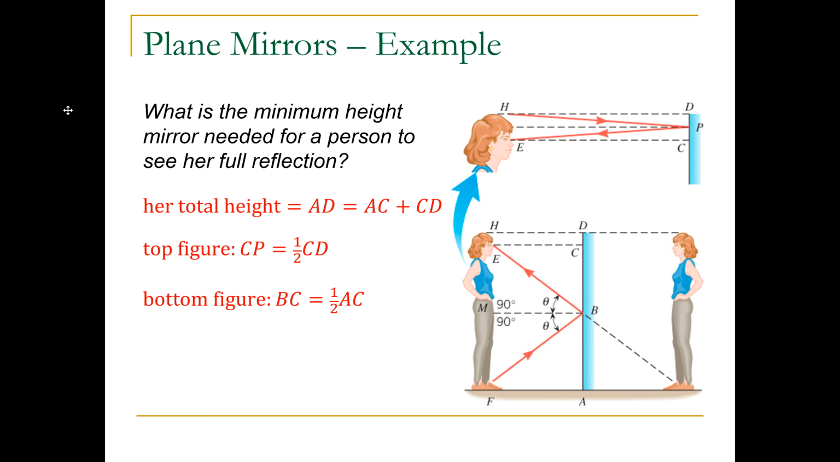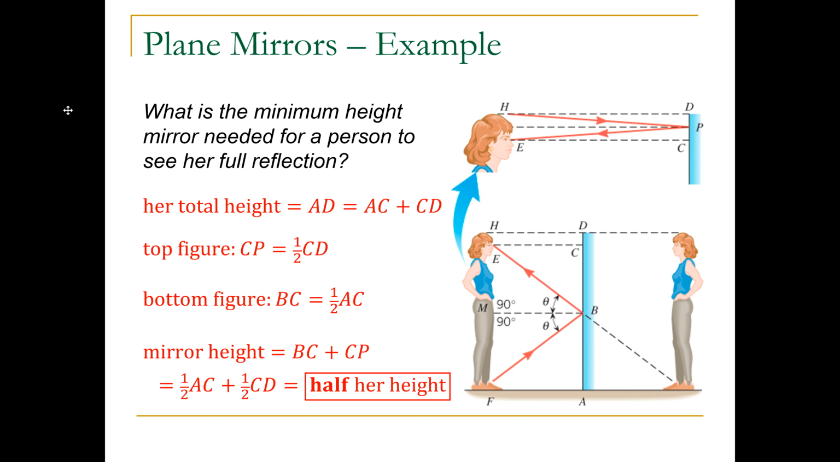In the bottom figure, we're looking at a ray drawn from her feet to the mirror into her eyes, and we could see that the ray hits the mirror at point B. So the amount of mirror needed for her to see her feet is from C down to B, and that is halfway from C to A. So the total height needed would be C to P plus C to B, which is half of A to C and half of C to D, which is half of her height.